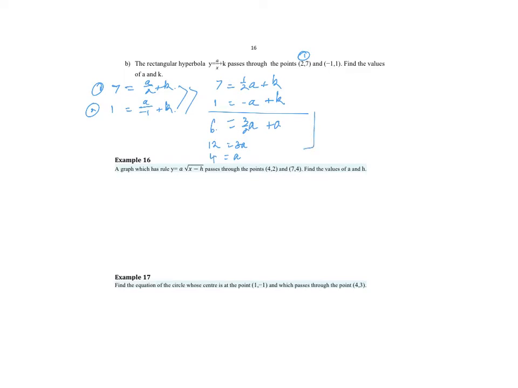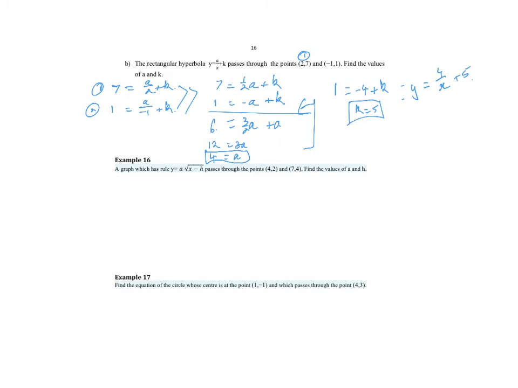So we can substitute that back into any of these. We'll use that one because it's a bit simpler. So 1 is equal to -4 plus k. So k is equal to 5. So there's our a and k values. And we could just substitute those in. So that means y is equal to a over x plus k. All right, so these two are out of our textbook. The graph which has a rule passes through those 2 points.